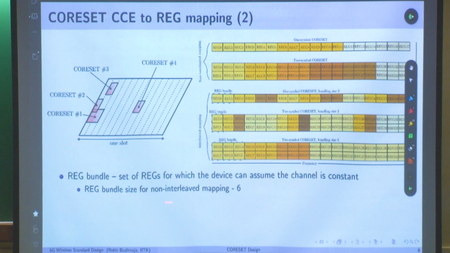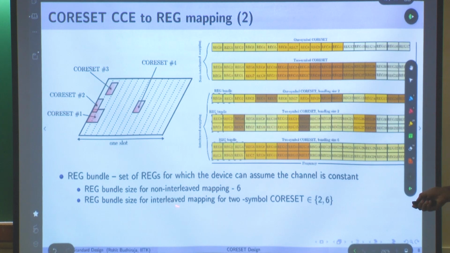So here the bundle size for non-interleaved mapping is 6, okay. That's basically what we are saying here, there is no notion of REG bundle, okay. But to make things generic, what are we saying here? REG bundle for non-interleaved mapping is 6, okay. But you don't use this bundle idea, okay. REG bundle size for interleaved mapping for 2 symbol core set is basically 2 and 6, okay.